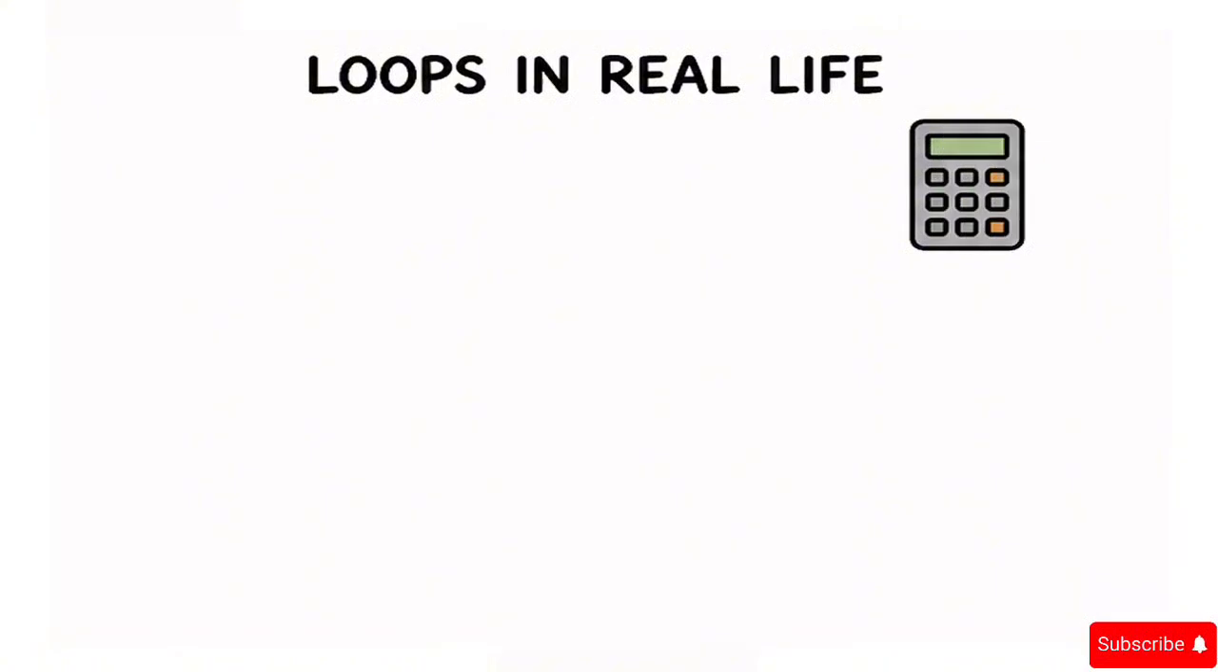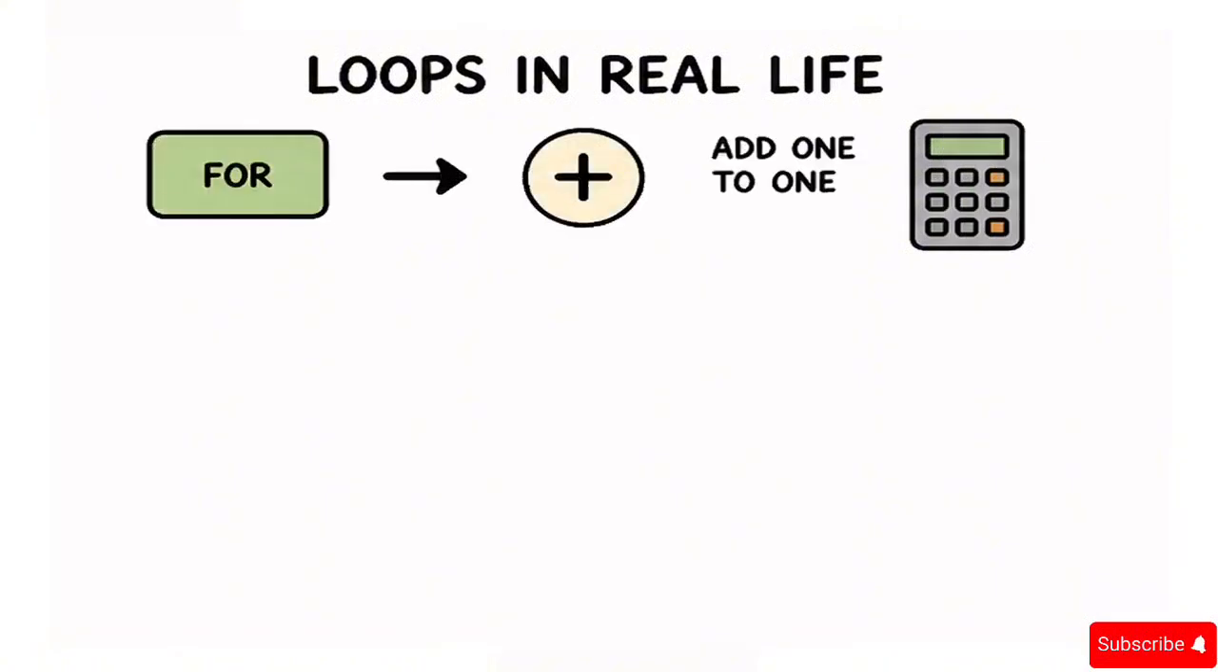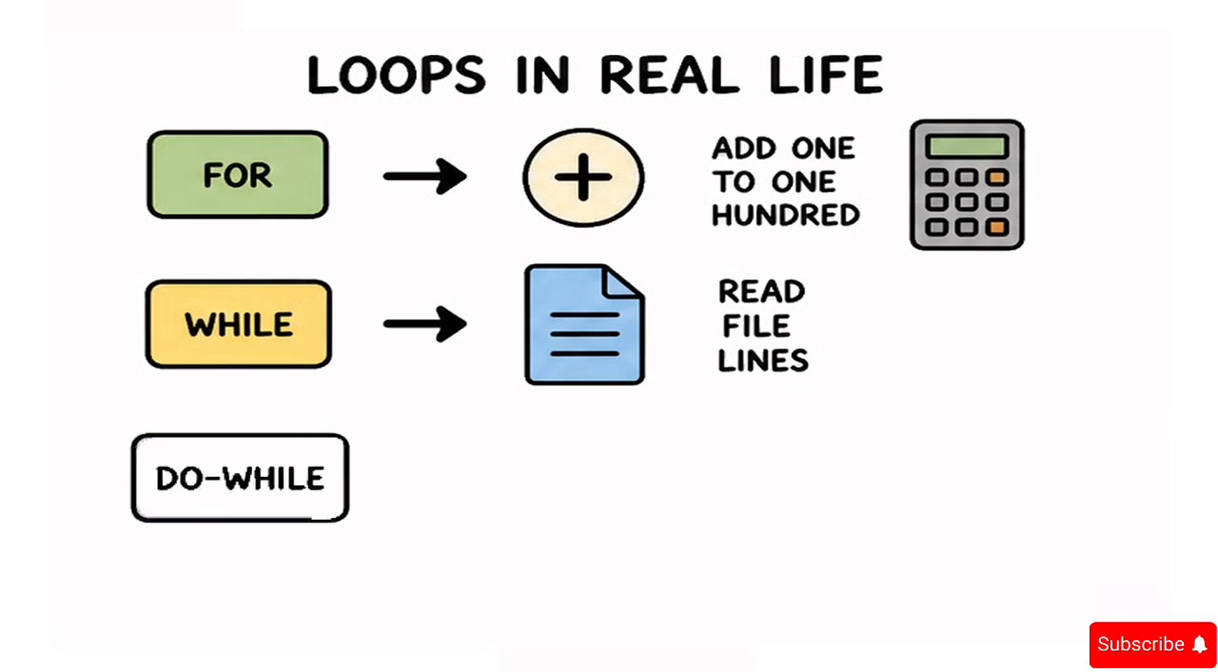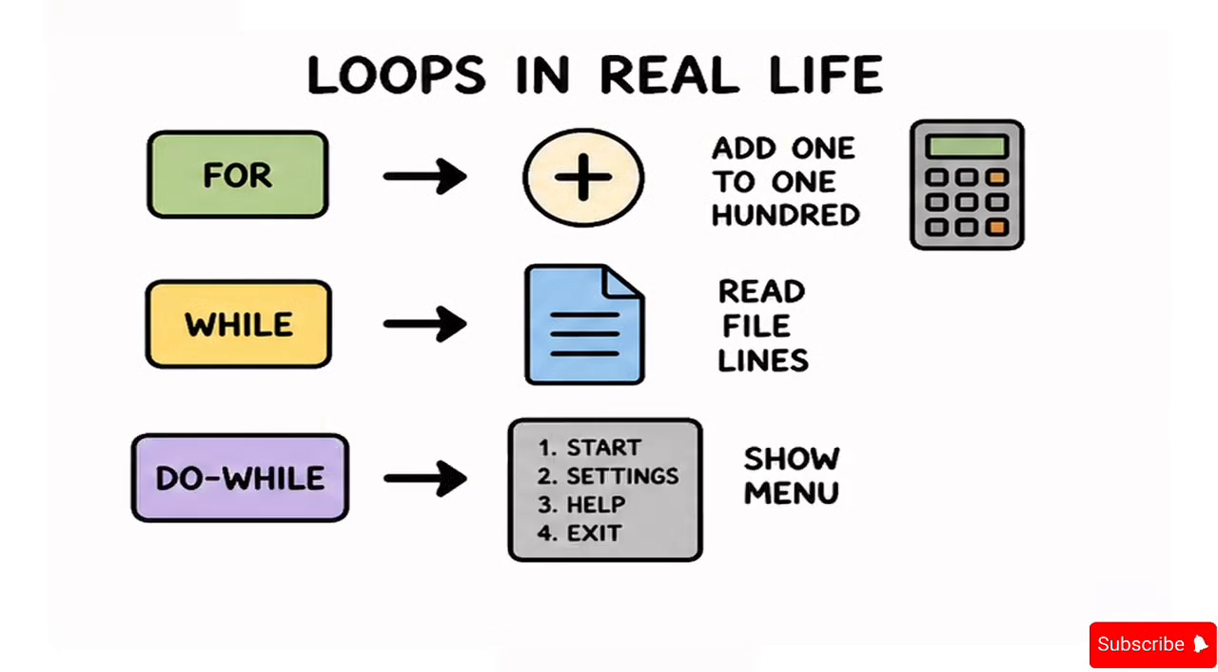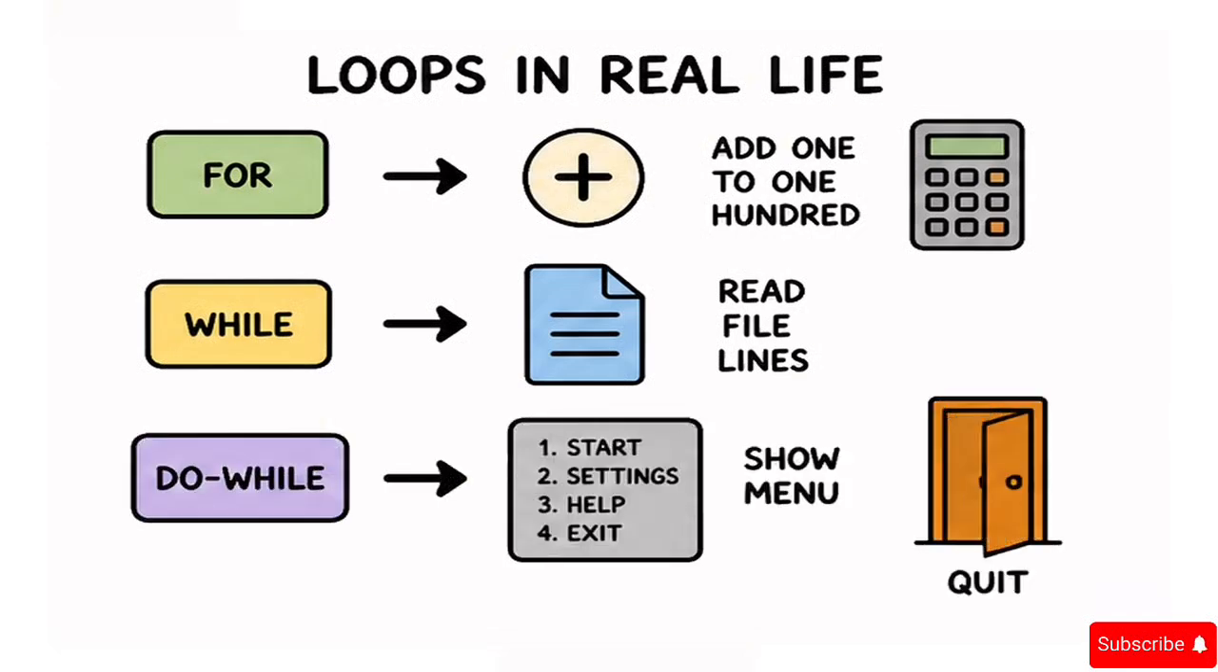Loops are everywhere. A for loop adds numbers from 1 to 100. A while loop reads lines from a file. A do-while loop shows a menu until the user picks quit. Each loop saves you from repeating code.